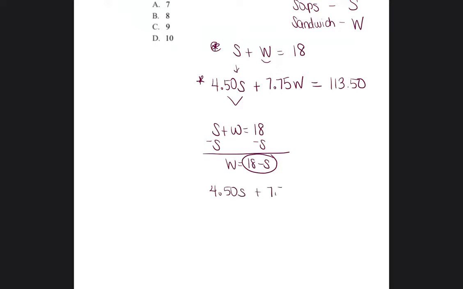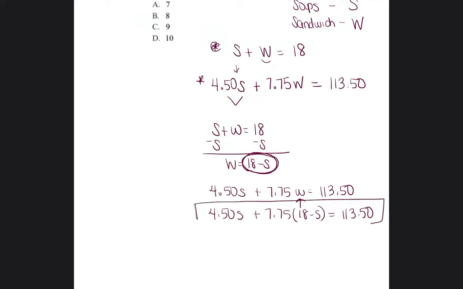$4.50S plus $7.75W is equal to $113.50. Now that I know what W is equal to, in the second equation, instead of writing the W, I'm going to write 18 minus S. So 4.50S plus 7.75 times (18 minus S) is equal to 113.50. The reason why I like that is because now when I look at my equation, I only have one variable. They're both just S. So I can go ahead and solve for that variable now that they're the same. So we solve the equation, solve for the variable.